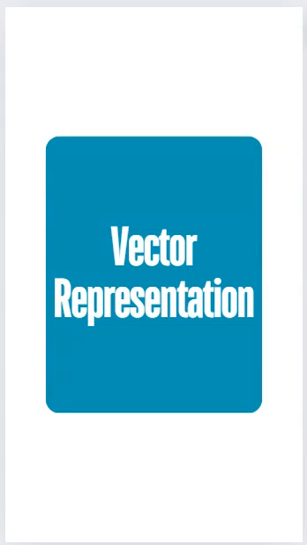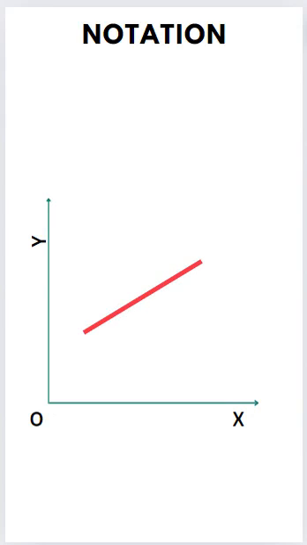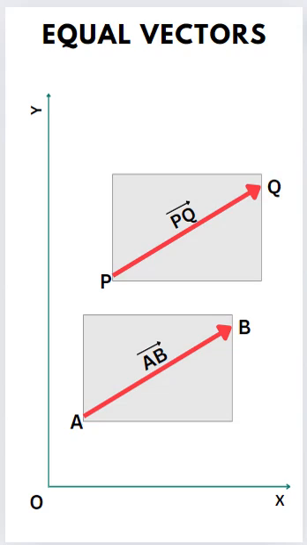How do we mathematically represent a vector? A specific notation is used. A vector is represented as a line segment with an arrow at the tip. The beginning of the vector is called the tail and the end of the vector is called the head. The arrow points towards the head. If AB is the line segment, the vector is represented as AB with a small arrow on top. For example, AB and PQ are two vectors.